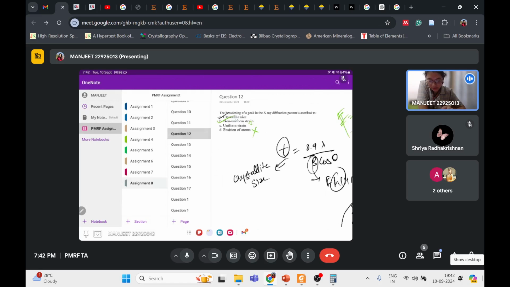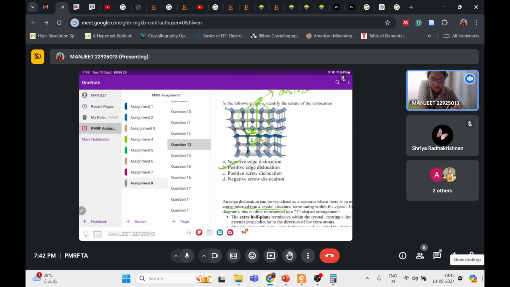The next one is about how broadening affects. So broadening is due to your crystallite size and then non-uniform strain also. The next question: what kind of dislocation is in the following figure? So it is a positive edge dislocation.